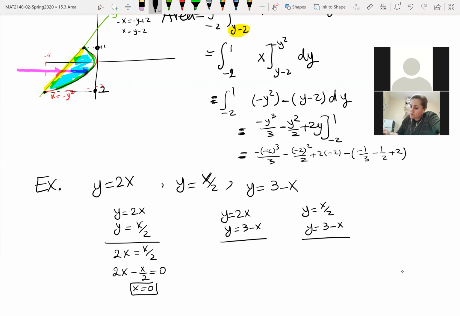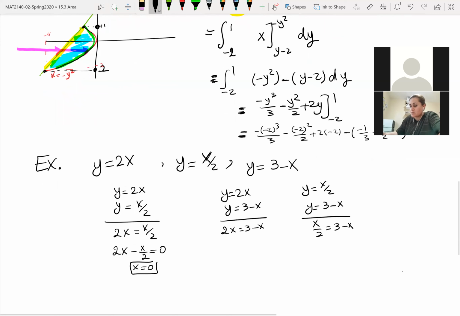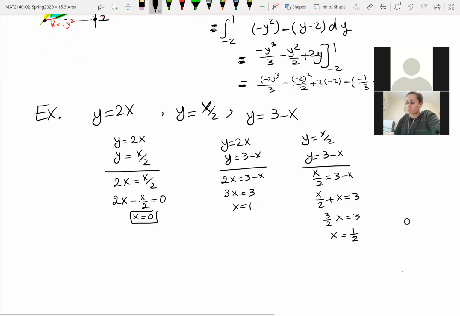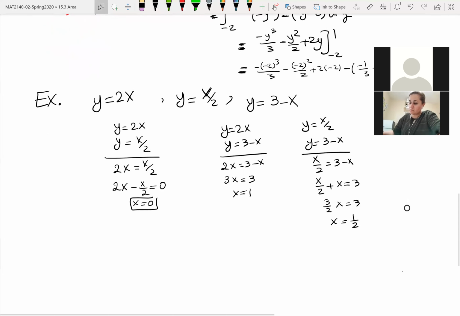And that is going to be 2x equals 3 minus x. That is going to be x half equals 3 minus x. So I will move this one: 3x equals 3, so that gives me 1. This one is x half plus x equals 3. Half plus 1 is 3 half, so 3 half x equals 3. So x equals 1 half. Is that true? You do.